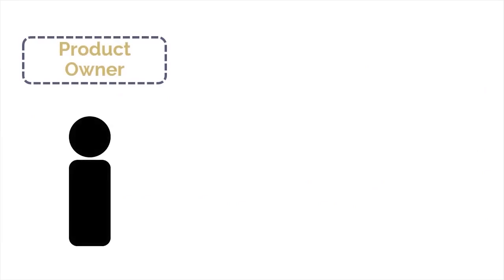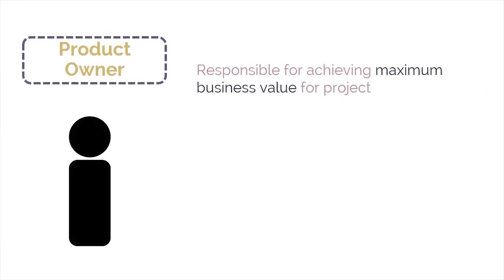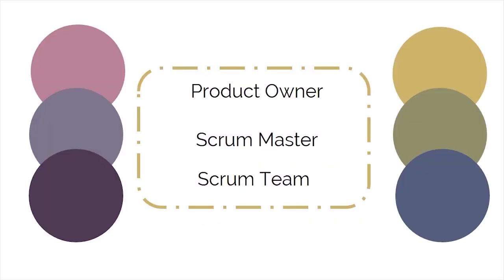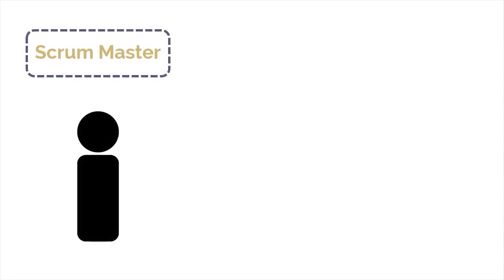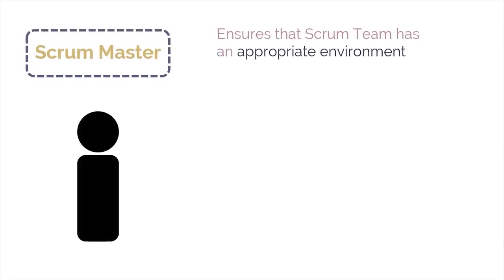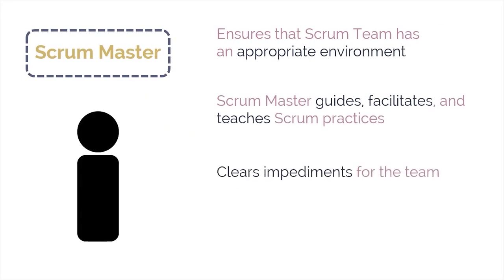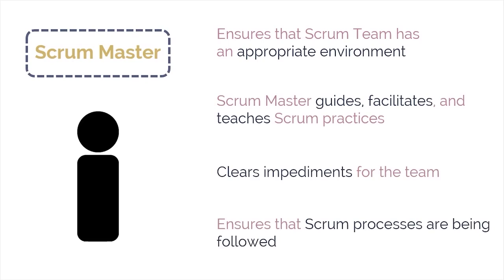First, we have the product owner, who is the person responsible for achieving maximum business value for the project. He or she is also responsible for articulating customer requirements and maintaining business justification for the project. The product owner represents the voice of the customer. Next is the Scrum Master. The Scrum Master is a facilitator who ensures that the Scrum team is provided with an environment conducive to completing the project successfully. The Scrum Master guides, facilitates, and teaches Scrum practices to everyone involved in the project. The Scrum Master clears impediments for the team and ensures that all the Scrum processes are being followed.